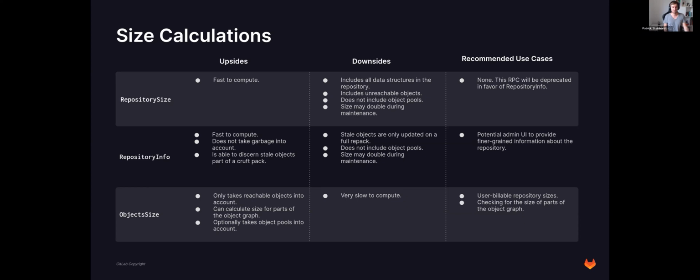So if we were to migrate to object size in the future, then it would mean that we'll probably have to refactor the way that repository sizes are calculated, because right now RepositoryInfo and RepositorySize are called very, very frequently, and this would have to stop if we were to use object size. And the recommended use cases are, at least from my point of view, usability repositories, because it is the most accurate way to actually calculate a repository size. And also, if you want to check the size of parts or subgraphs of your complete object graph.